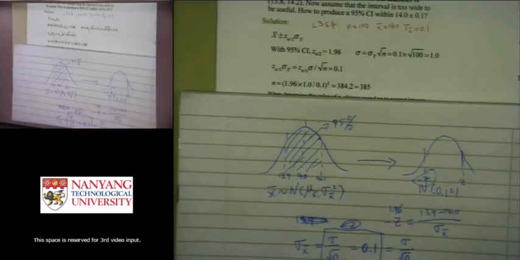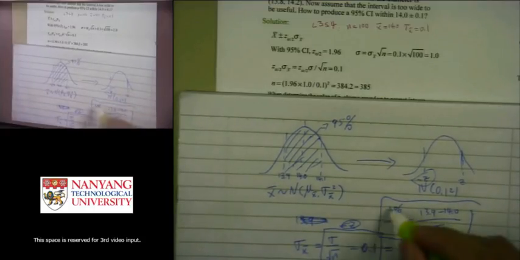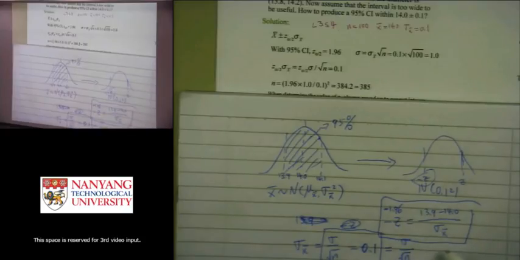Okay, this part. Okay, we get the z. This is the minus this. So we get 0.1, 0.1.